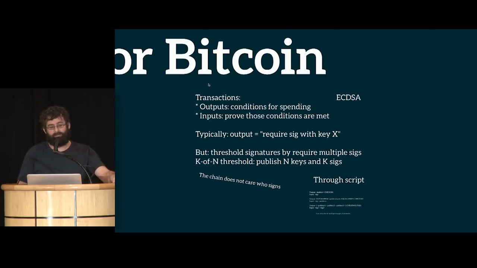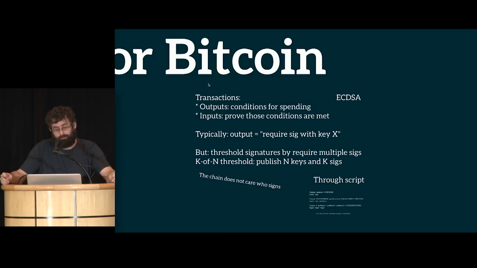Transactions consist of outputs and inputs. Outputs provide conditions for spending, as Russell has been talking about in his previous talk. They're effectively predicates that need to be satisfied. And inputs provide the arguments to those predicates. Typically the predicate that is included in outputs is: require a signature with key X. This is the most common thing, but it is by no means the only thing we can do.